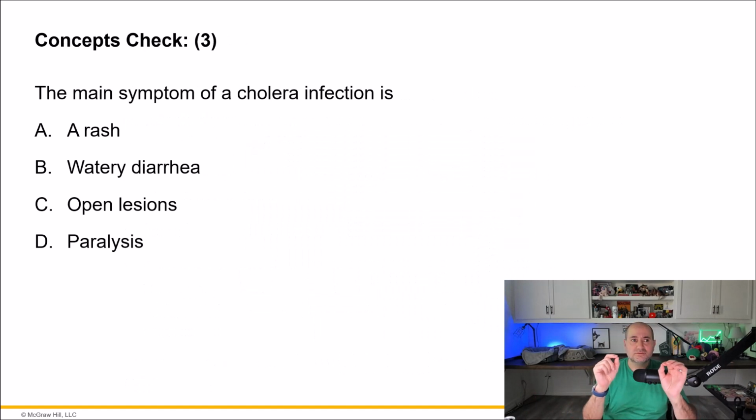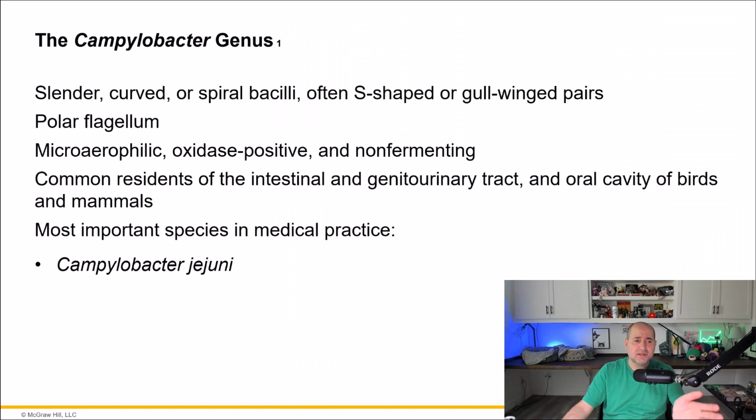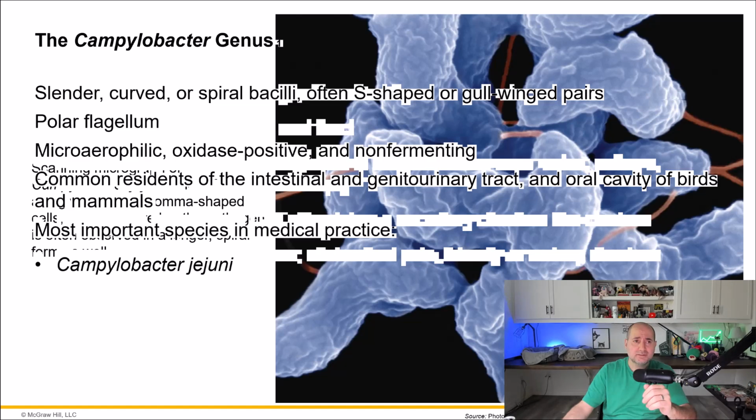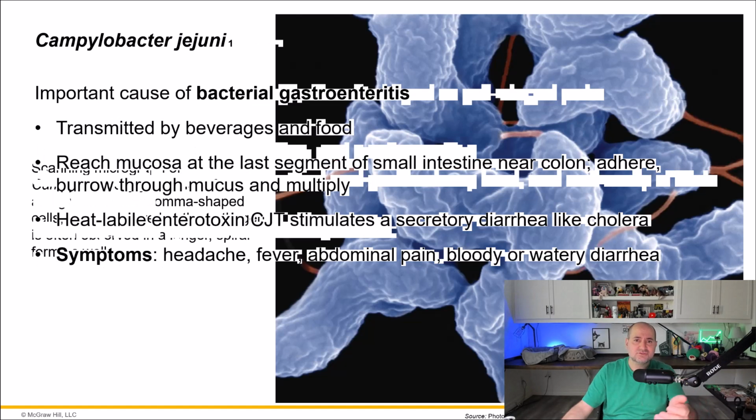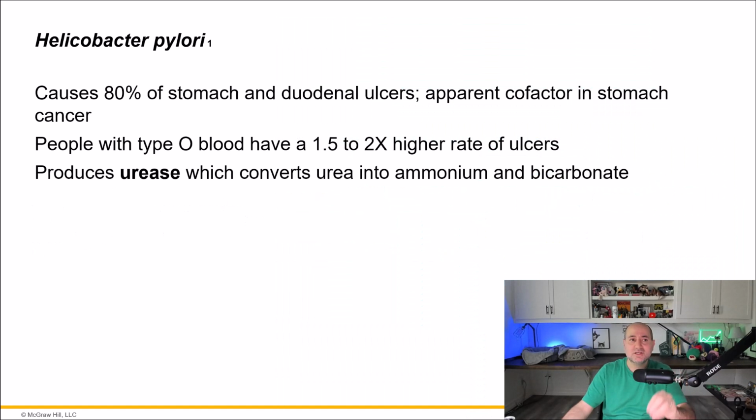And so, concept check. The main symptom of cholera infection is watery diarrhea for sure, right? Next, we learned about Campylobacter jejuni. Remember, this one causes gastroenteritis. We also learned about this interesting character called Helicobacter pylori, and you should know that this is the cause of most peptic ulcers, right? So ulcers inside of the stomach, as well as some stomach cancers.